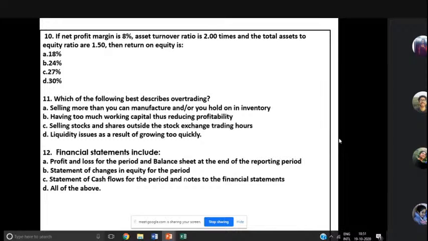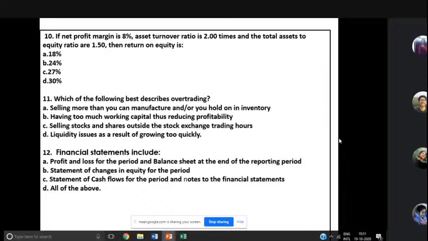Just multiply all three ratios. Okay. Just multiply all three. You will get ROE. Net profit margin into asset turnover ratio into total asset to equity ratio is nothing but equity multiplier. Equity multiplier.